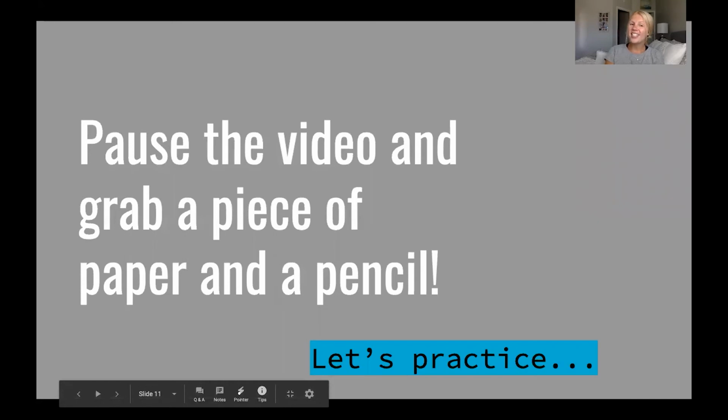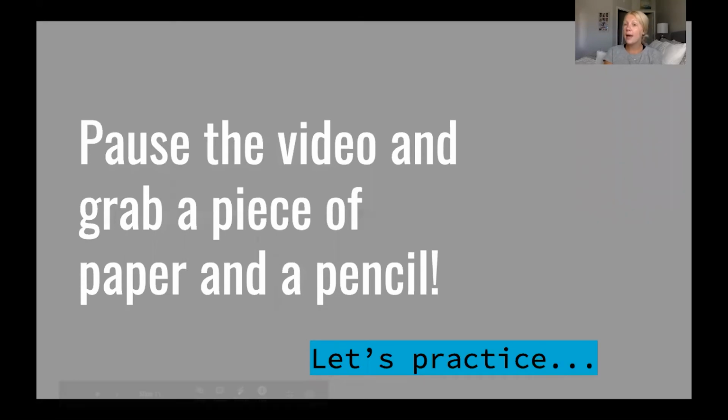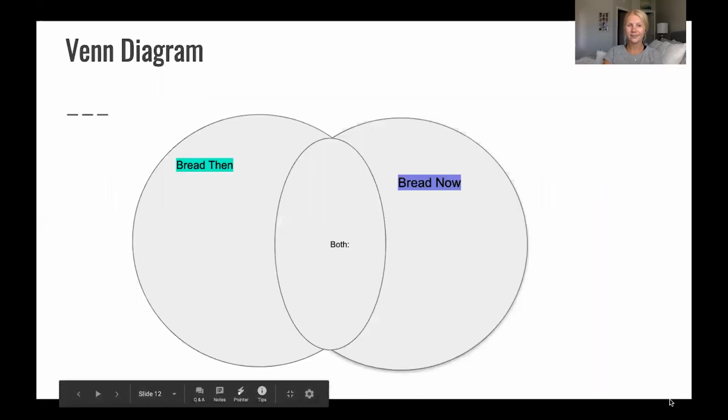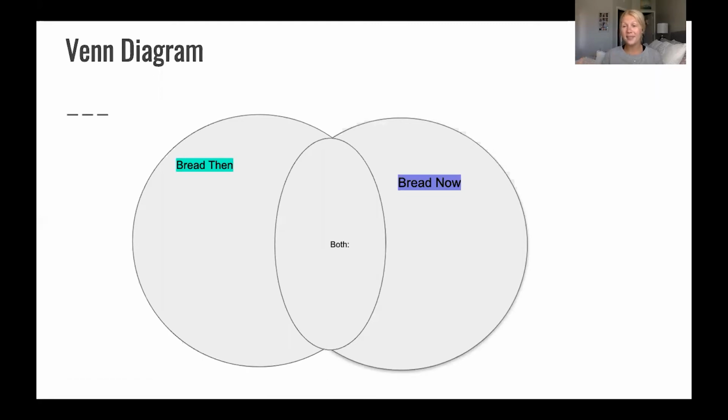All right, pause the video and grab a piece of paper and a pencil, and we are going to practice. For our practice, we are going to be using a Venn diagram. A Venn diagram is something we've used in the past through Sun Devil Learning Labs, so you should be a little bit familiar with it. Take your piece of paper and draw a Venn diagram similar to the one on the screen.